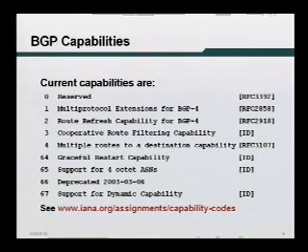Route refresh, which I'm going to talk about a little bit, is a very important capability, that's number two. Cooperative route filtering is still in internet draft state. Multiple routes to a destination capability is an RFC, but I don't really know of any implementation yet. And then, of course, the next four are still work in progress.